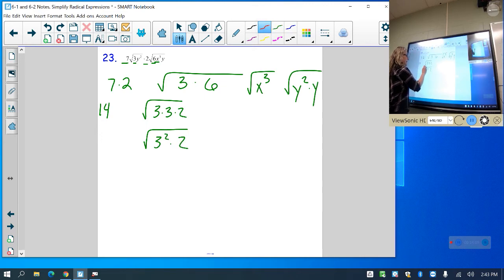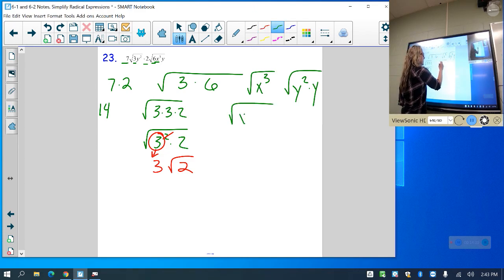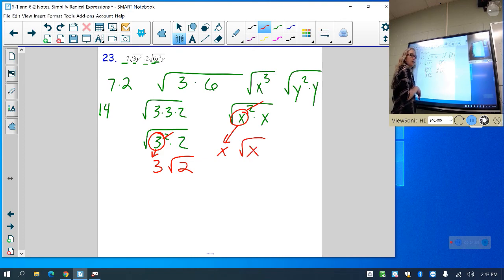Now I can go ahead and cancel my squared. I'm left with that 3 times the square root of 2. Cannot cancel this one out because it does not have a squared. So now let's go over to my cube. This one is just x squared times x. Why do I write it like that? So that I can cancel out one of the squares. So this one would come out here, and this one stays on the inside.